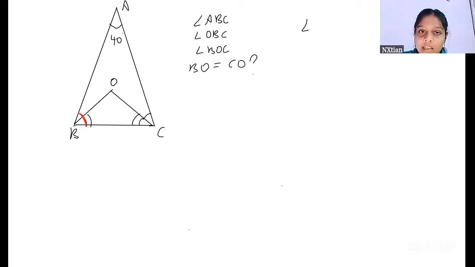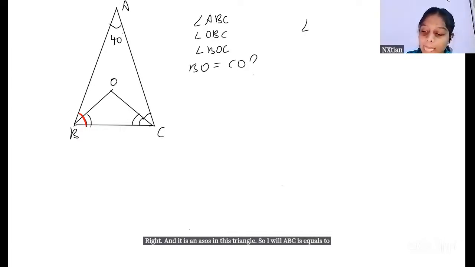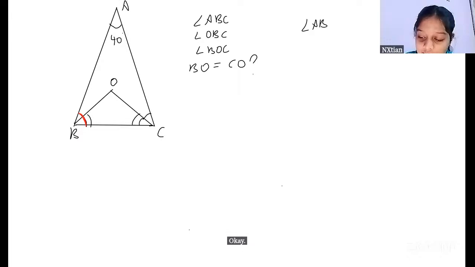Angle ABC. A we know is 40 degrees. B we have to find out. And what's the sum total? Sum total is 180, right? And it is an isosceles triangle, so angle ABC is equal to angle ACB. Right, so I can write that.